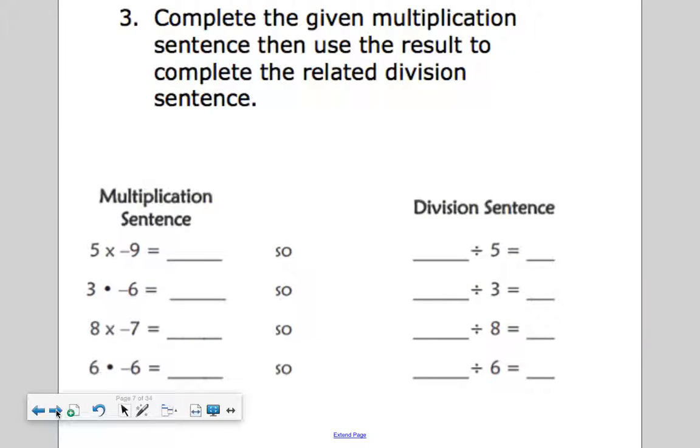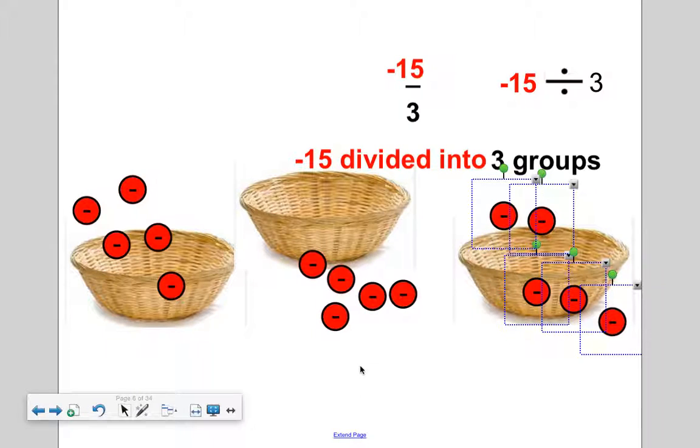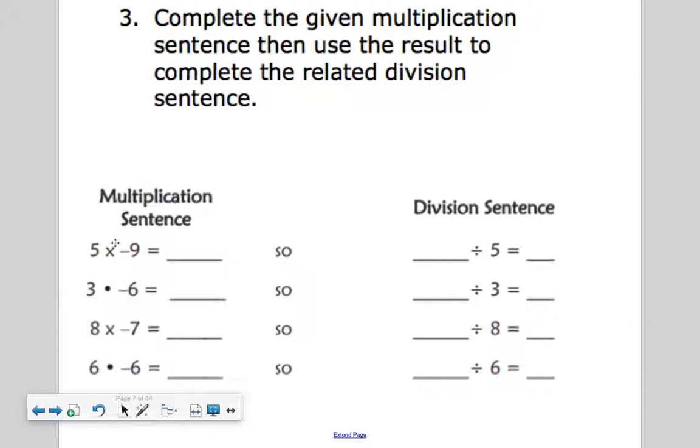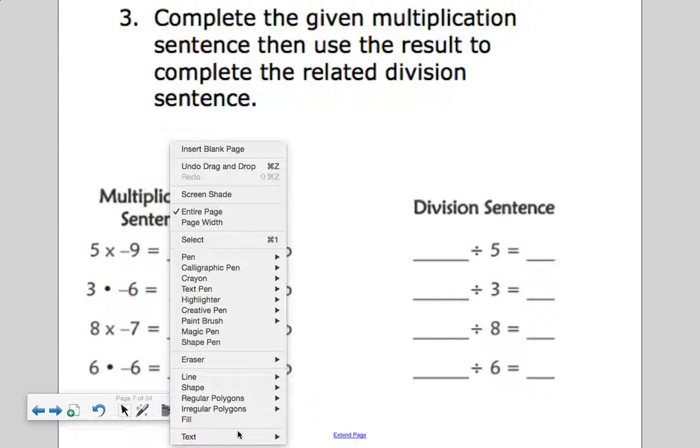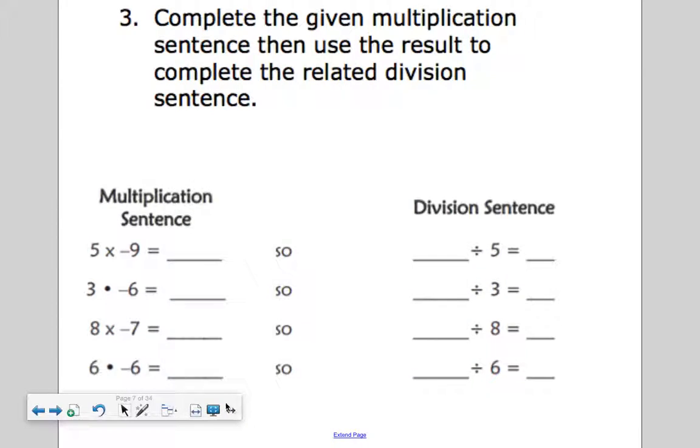So complete this given sentence. So when I have negatives and I'm dividing it into groups, I'm putting negatives, so the answer will be a negative. So let's try these examples. Let's make it 5 times negative 9. 5 groups of 9 negatives would be negative 45. So negative 45 divided into 5 groups would be 9 negatives.